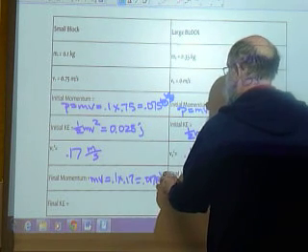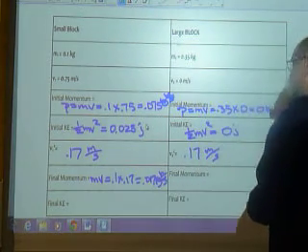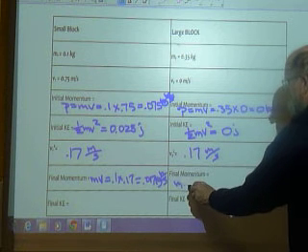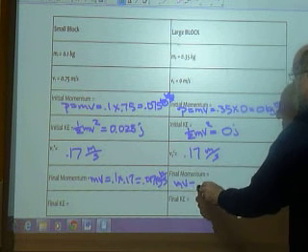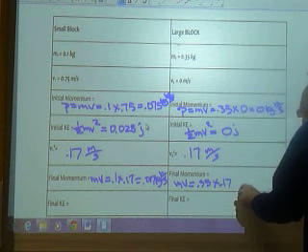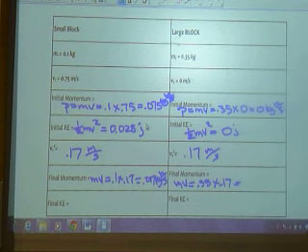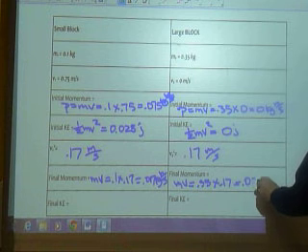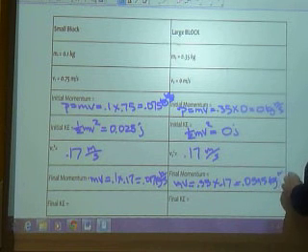And then the final momentum over here, we have mv: 0.35 times the velocity. Our momentum is 0.0595 kilogram meters per second.